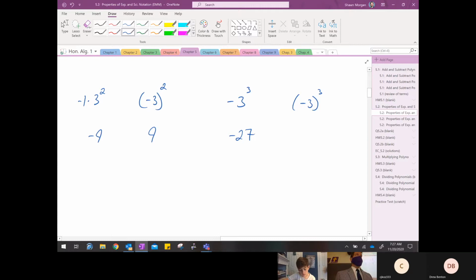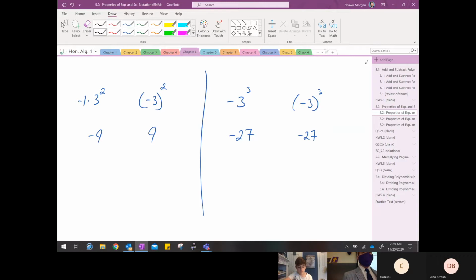3 cubed is 27. And what's negative 3 times negative 3 times negative 3? Negative 27. So we bear in mind there can be a difference based on the exponent being even versus odd. That's one point from Tiago's comment. The second point is whether or not the base was negative. A negative base with an even exponent is going to lose its negative sign because of an even number of negatives multiplying together.